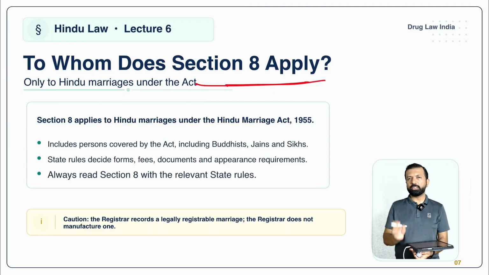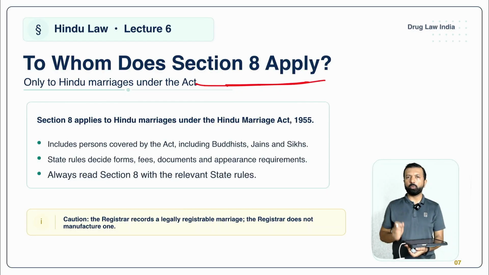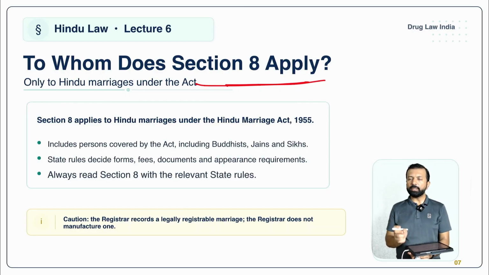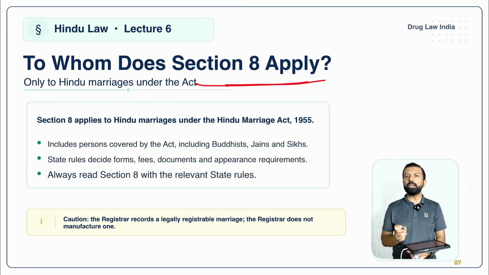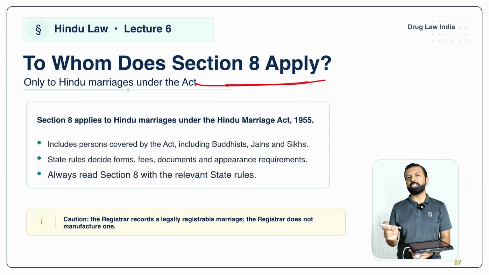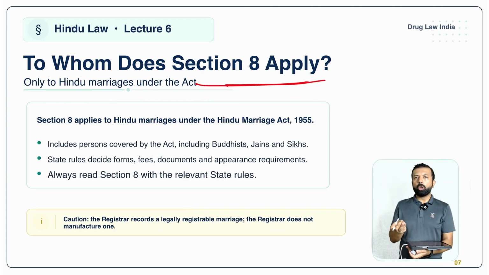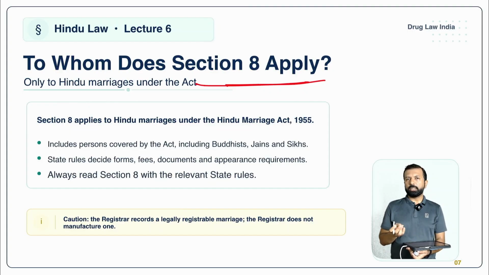So you cannot take a marriage that is governed by a completely different personal law and convert it into a Hindu marriage merely by entering the name into the Hindu marriage register. Also remember that registration is implemented through state rules. So a lawyer should always read section 8 along with the relevant state rules or local registration laws. These forms, fees, documents, witness, mode of appearance and compulsory registration requirements may vary from state to state. So now let's move on to the next slide.